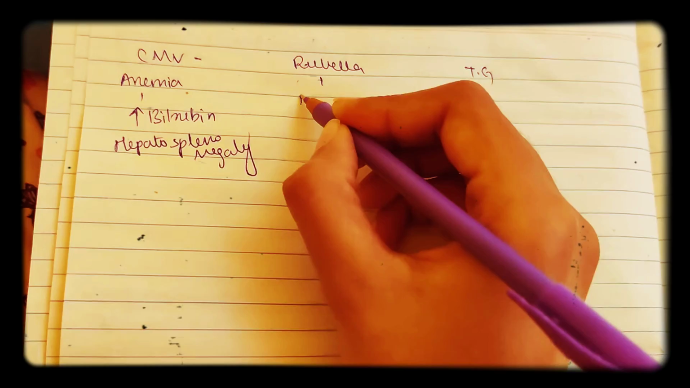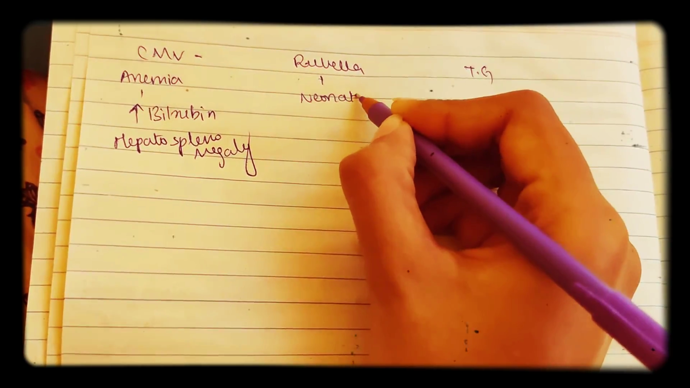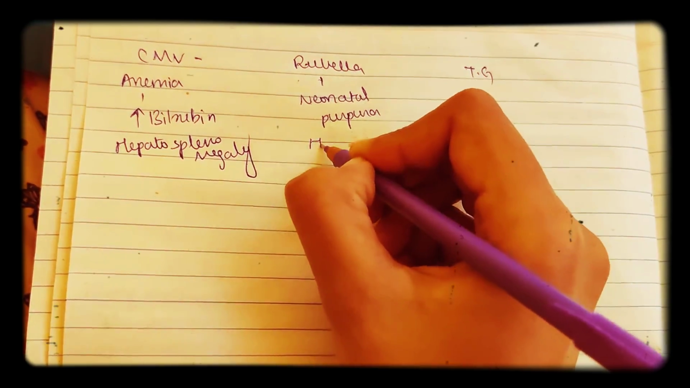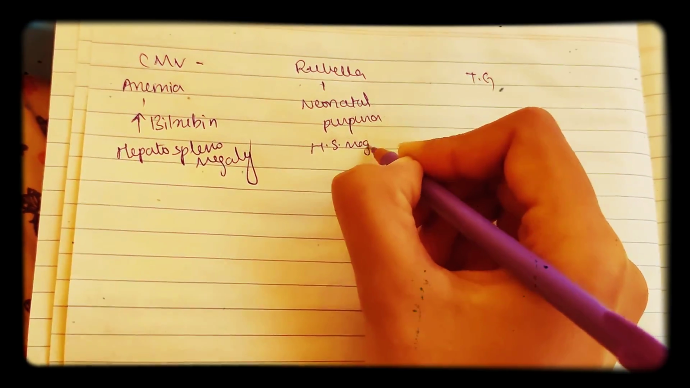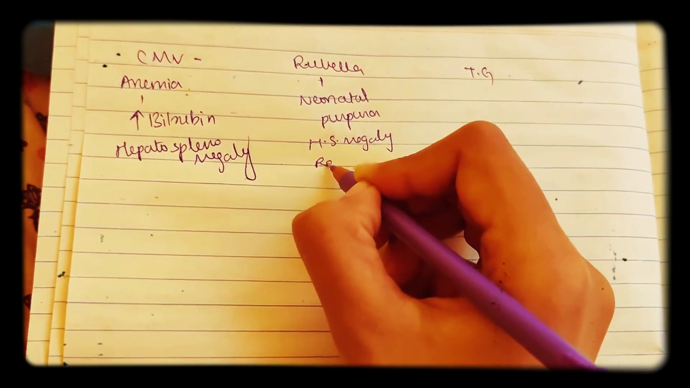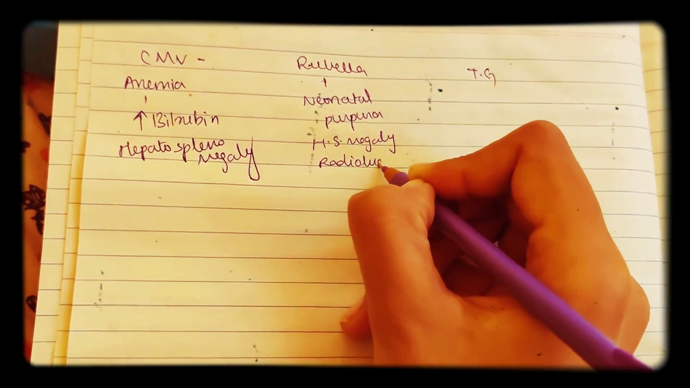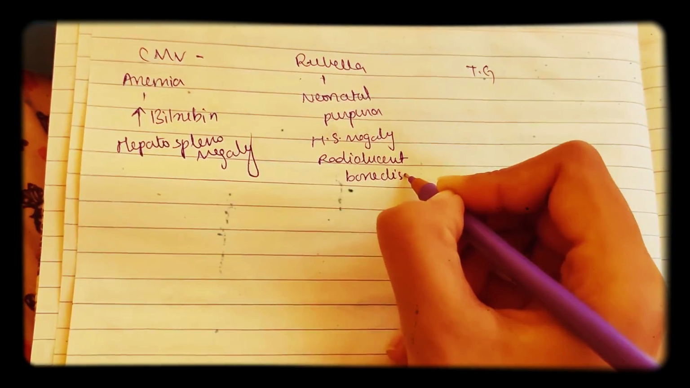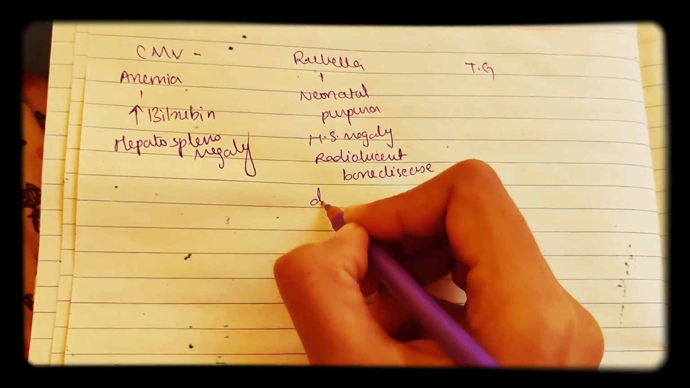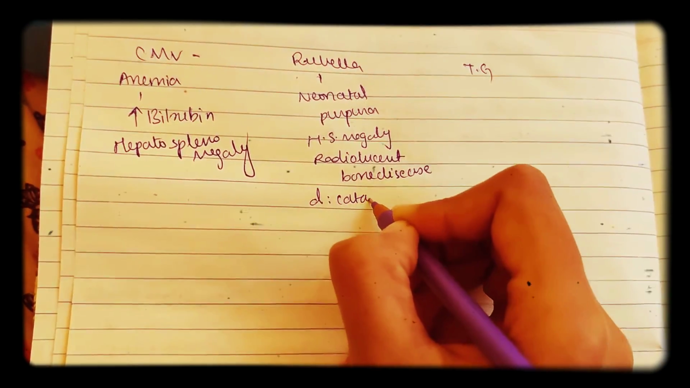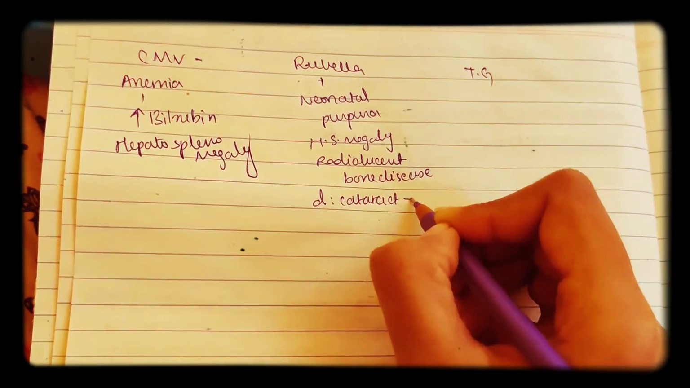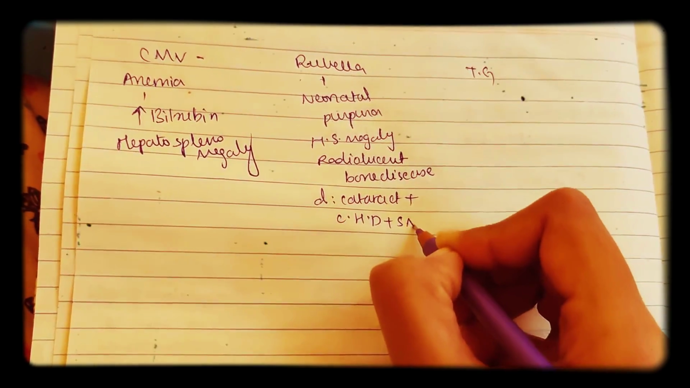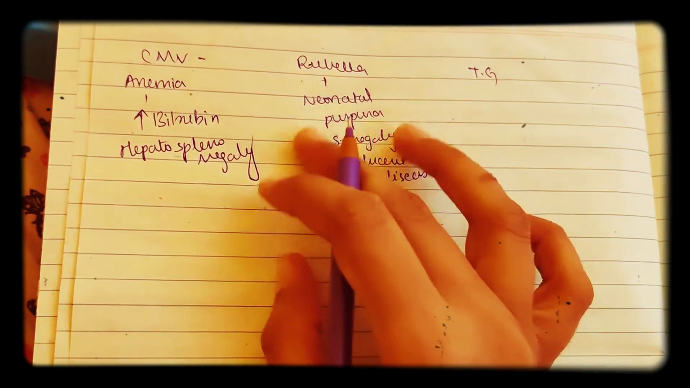Coming to rubella, there is neonatal purpura. You can see neonatal purpura in rubella, and here also you will see hepatosplenomegaly, and there is radiolucent bone disease. And the diagnosis is cataract plus congenital heart disease plus sensory neural hearing loss. All these are seen in rubella.